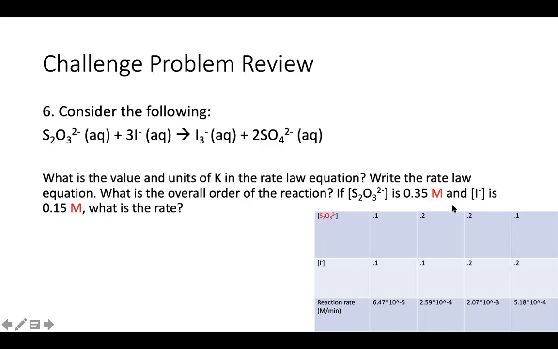Basically, they want you to find the rate law and the value and units of k, which you're going to use this table to do. And then they want you, based on your rate law, to solve for the overall order and the rate when you have a certain concentration of your reactants.